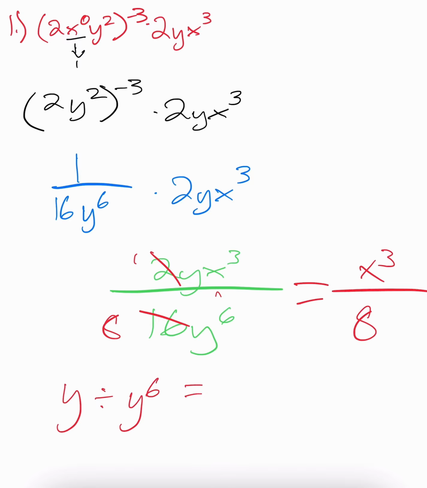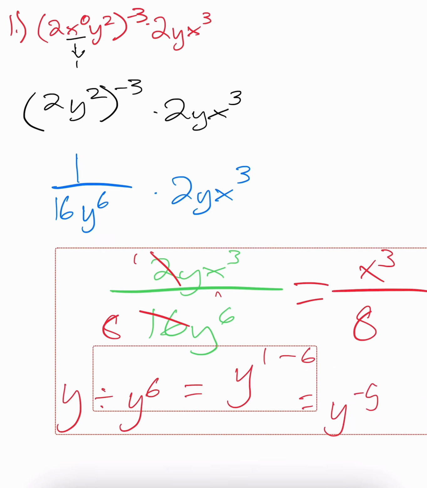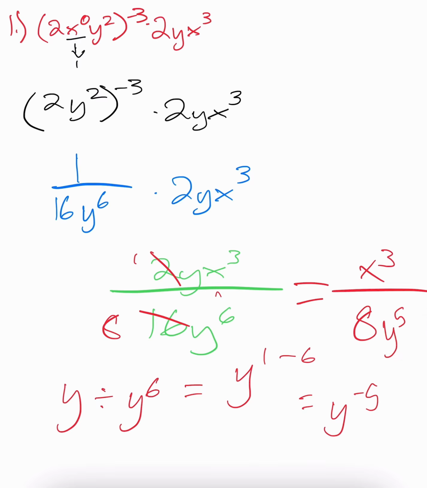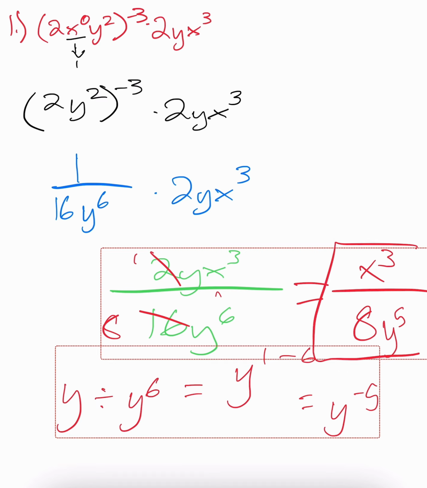Which is equal to y to the power of 1 minus 6, which is equal to y to the power of negative 5. So technically, it would be y to the power of negative 5 over here, right? But we need to make it more simple and remember our other rule, so it would be y to the power of 5 below, because anything to the power of a negative number becomes a fraction. So it just goes below.